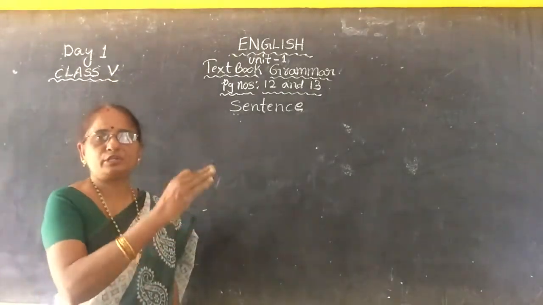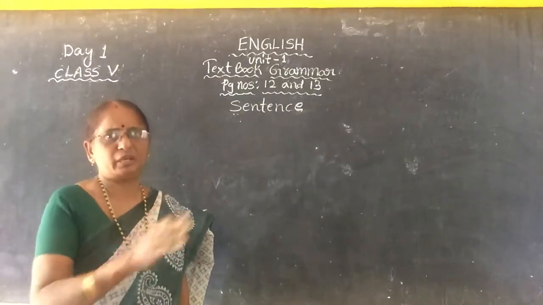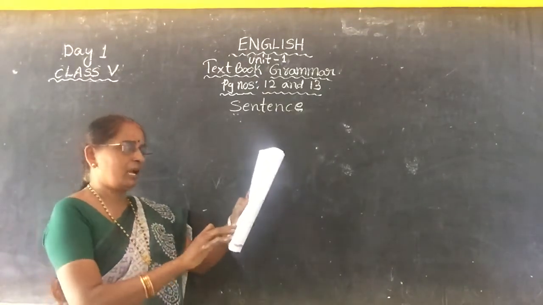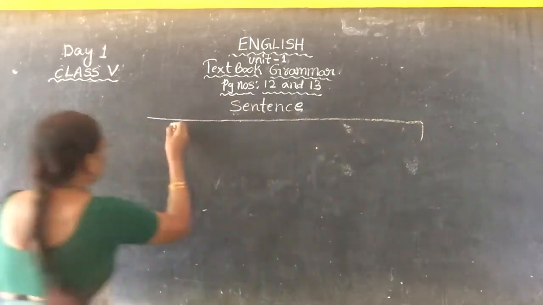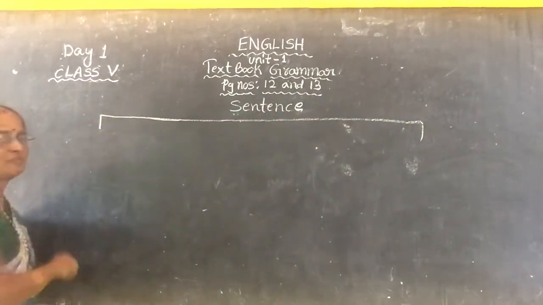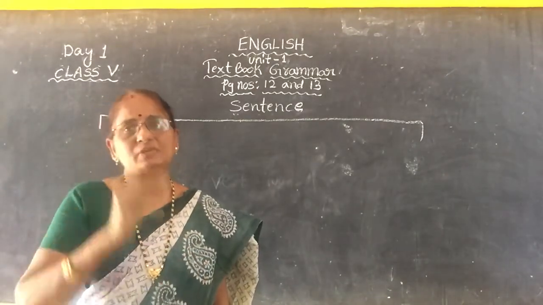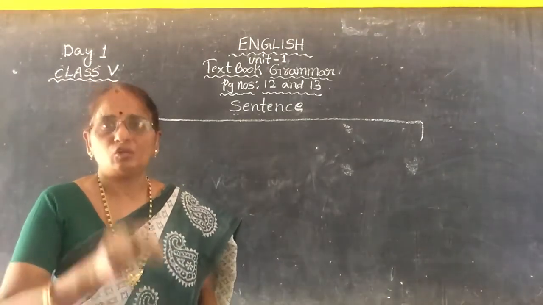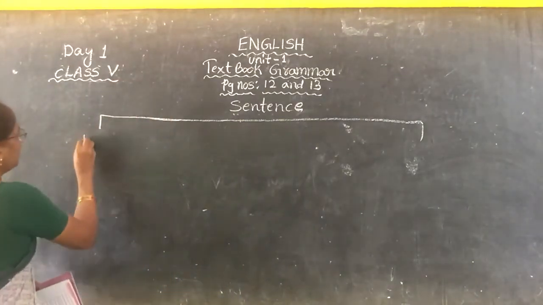What is the sentence? I am going to the market, isn't it? I am going to the market. I have made the sentence, that's all. It gives us full meaning. Okay? And next, how many types of sentences, children? How many types of sentences are there in English? There are 4 types of sentences, children. What is the first one? See here. Declarative.